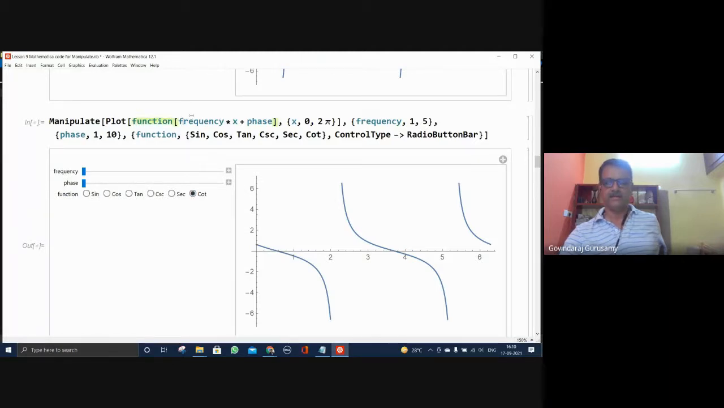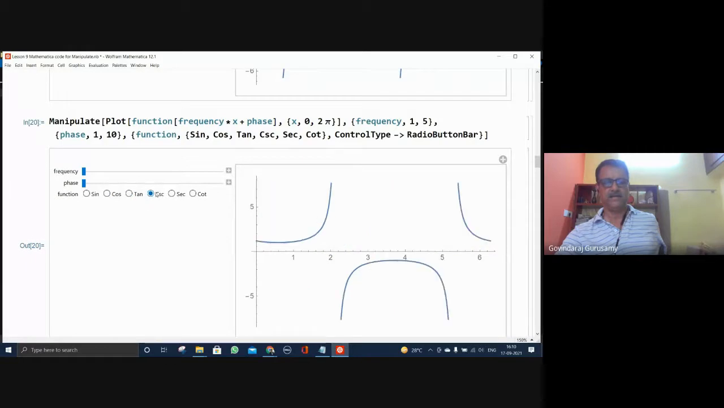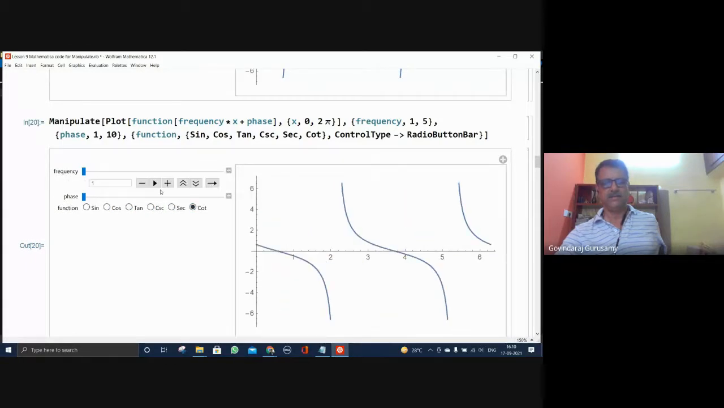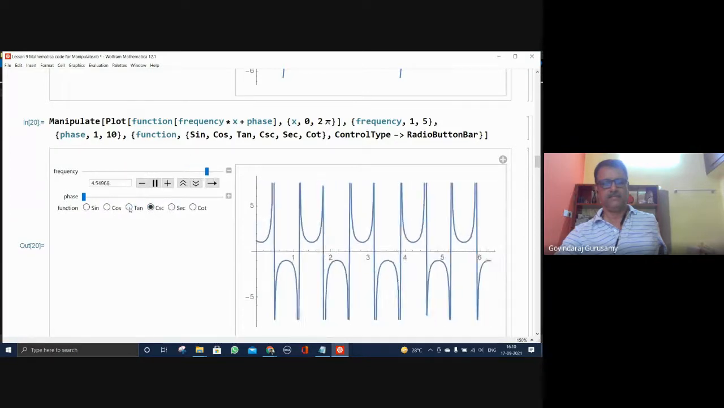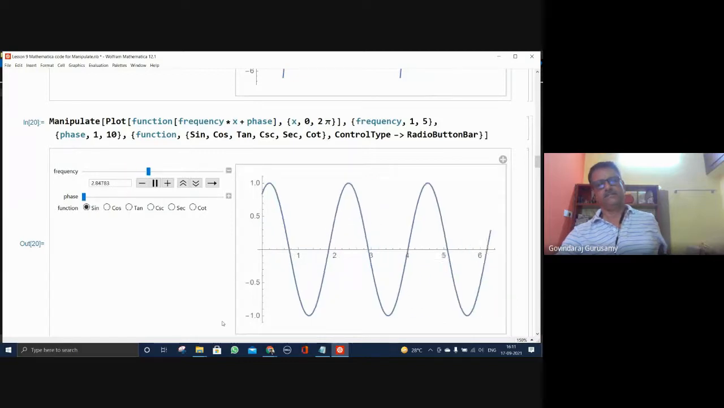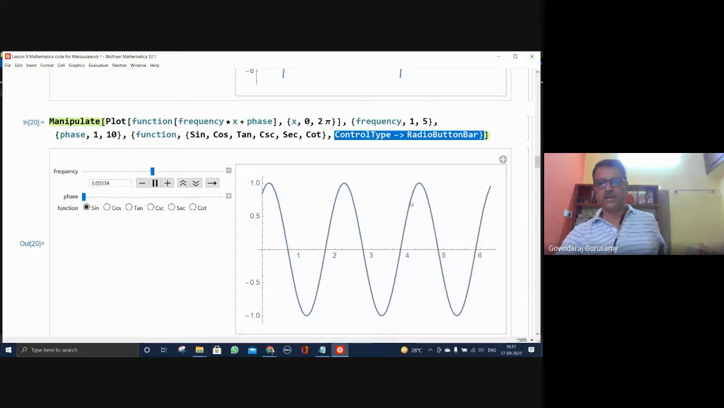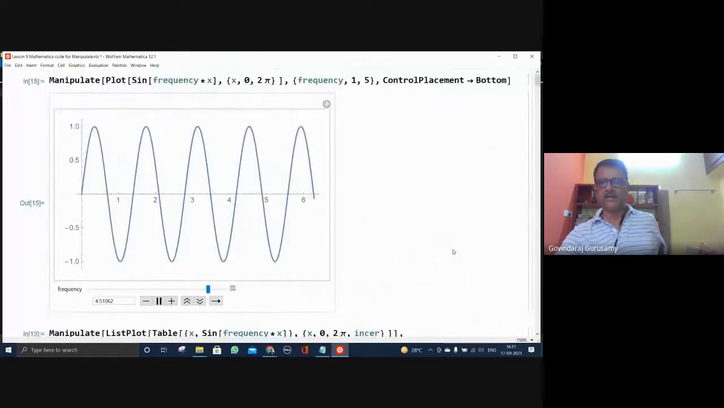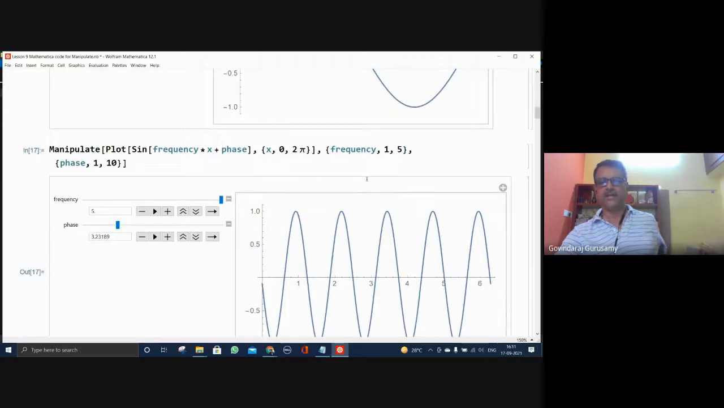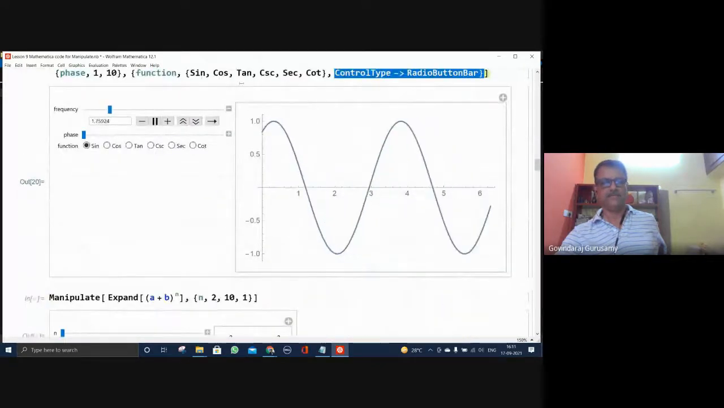Okay, I just enter and execute it. This is sine, because time, second, and this can be eliminated one by one. So control type, we have seen this. Now control type, we have seen it to keep it left and right. Control placement. This is control type.